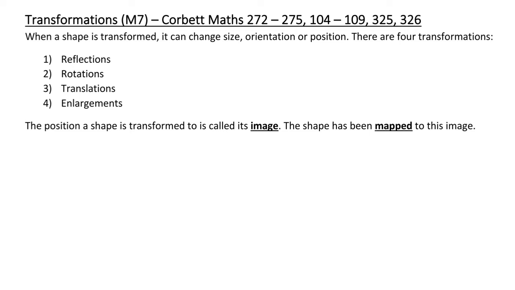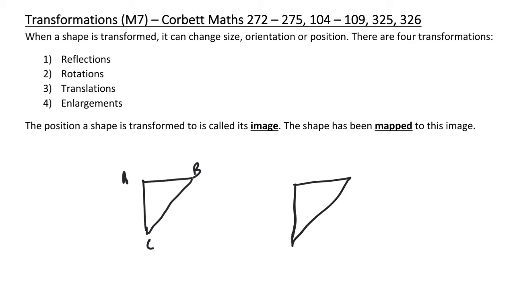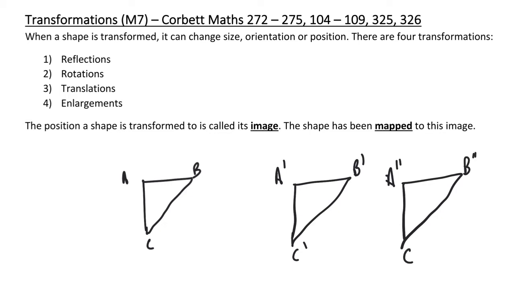One other thing as well that we have is if we have a triangle and this was the object, we might label the vertices A, B and C, and if we did some form of transformation, the corresponding vertices would be A dash, B dash and C dash. If we were to do a subsequent transformation, then what we would have would be A double dash, B double dash and C double dash, and so on.